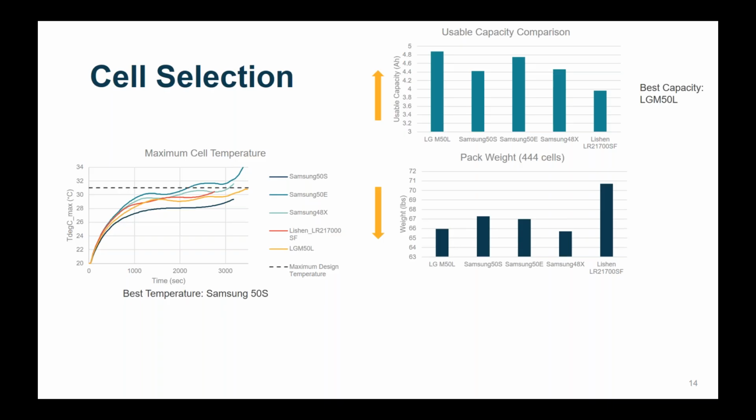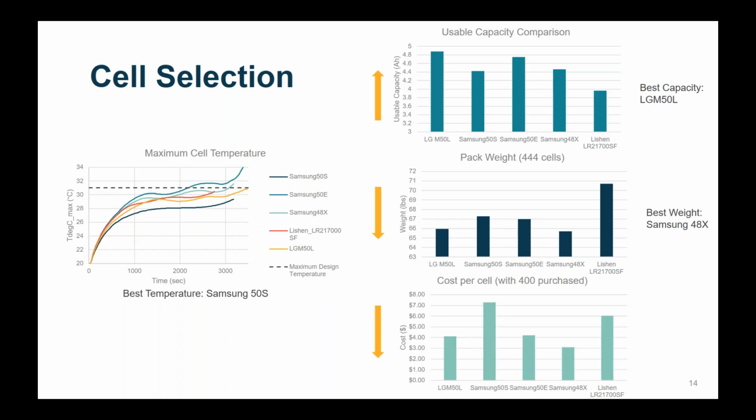Looking at pack weight, we can see that the LG M50L is the second lowest. The Samsung 48X is the lowest. And we can see cost per cell, how those compare as well. And in that case, the Samsung 48X is also the best. So there's a lot of different design parameters to consider here.